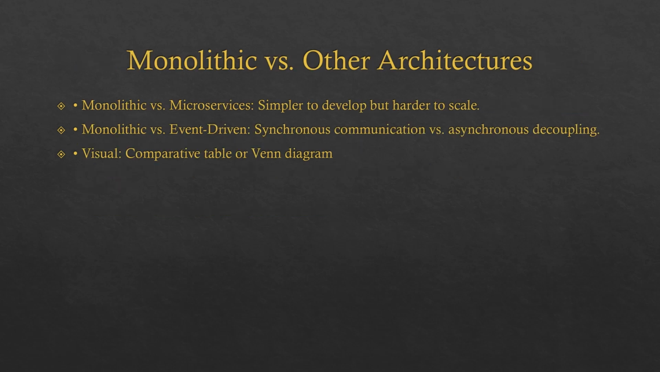Now let's compare monolithic architecture with other patterns like microservices and event-driven architectures. While monolithic systems are simpler to develop, they face scalability challenges as the system grows. Microservices, on the other hand, break down the application into smaller independent units, allowing better scalability. Event-driven architectures enable asynchronous communication, making them more flexible and responsive compared to the synchronous nature of monolithic systems.